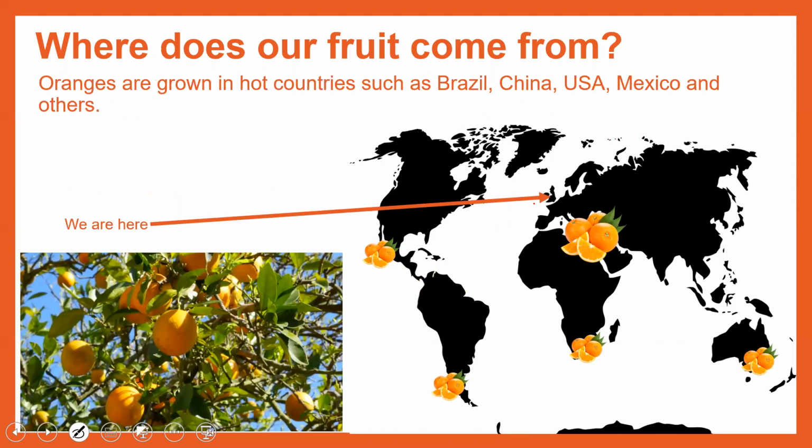So oranges are also grown in hot countries. So they're growing in countries such as Brazil, China, Mexico, and others. So we've got Australia here, South Africa, loads of countries, USA, Brazil. Okay, fantastic. And look how far away we are from all these fruits. This is where we are, and the fruits get imported to the UK so we can have them as well.